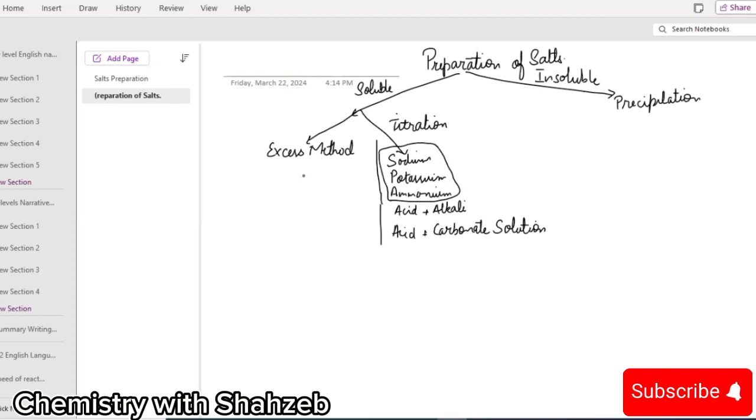Let's talk about the excess method. In the excess method, we are going to use either acid plus excess metal, or acid plus excess insoluble base, like magnesium oxide, which is an insoluble base, or copper oxide, which is an insoluble base, or acid plus excess insoluble carbonates.